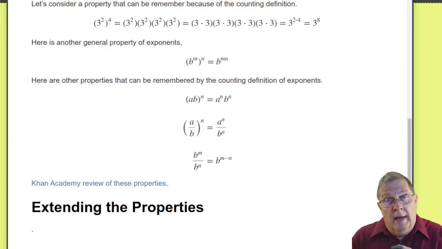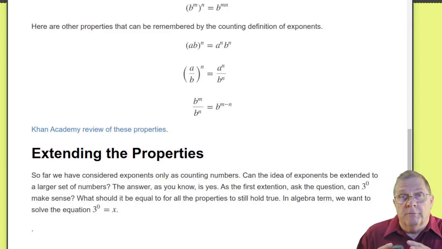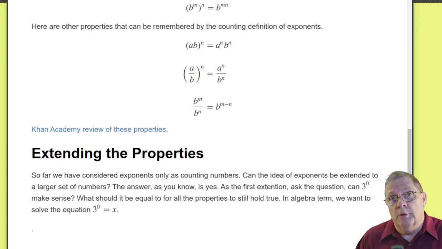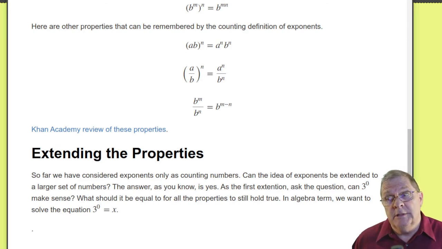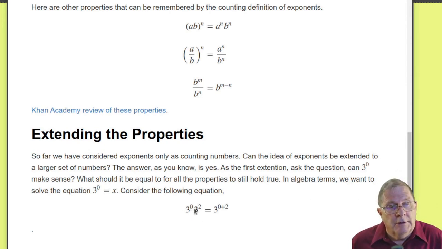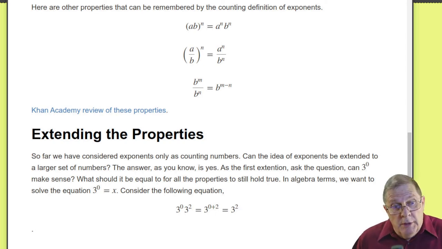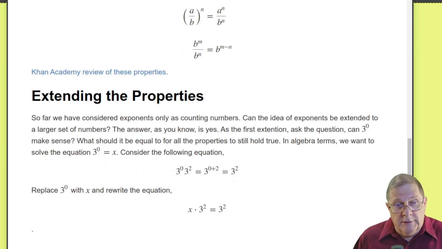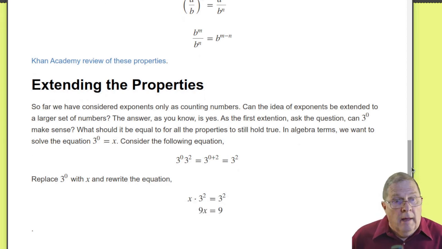Now, it's not unusual in mathematics for one simple idea to be examined and then expanded to a larger application. So first of all, let's try to expand the idea of exponents from counting numbers in the exponent. What could it mean for the exponent to be 0? The first property we considered says 3 to the 0 times 3 to the second would have to be 3 to the 0 plus 2. So let's replace 3 to the 0 with x and try to solve this equation. That equation is just saying that 9x is equal to 9, and the only way that can happen is for x to be equal to 1.